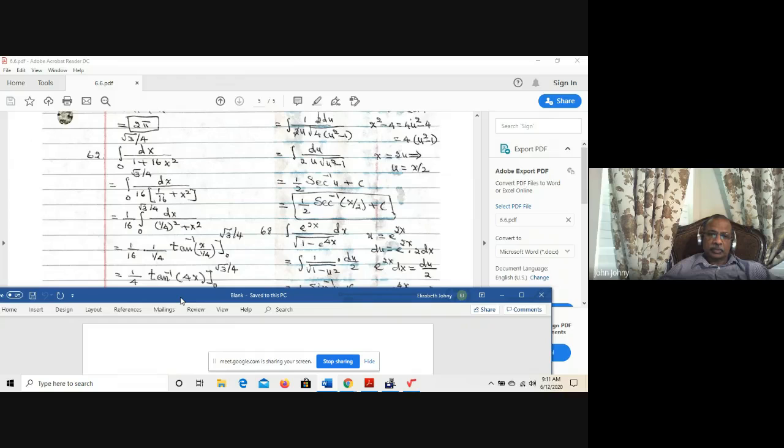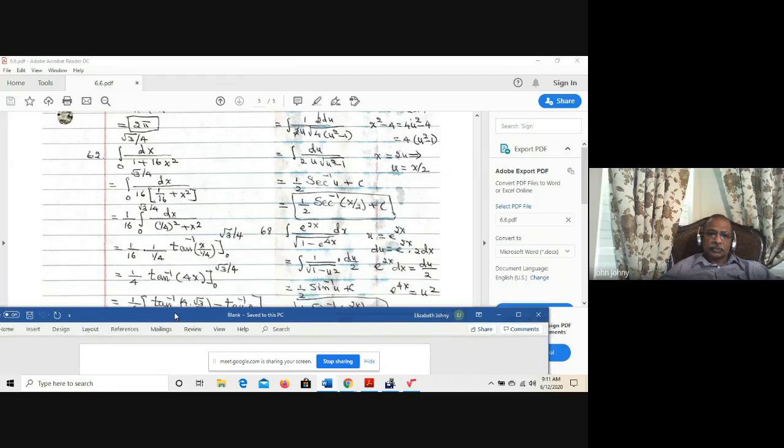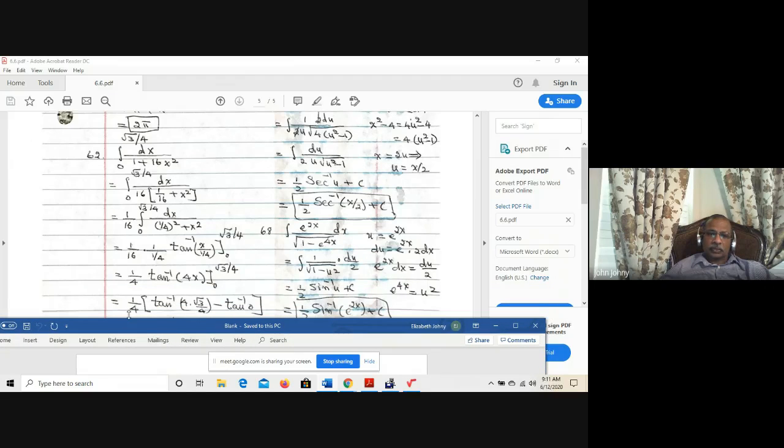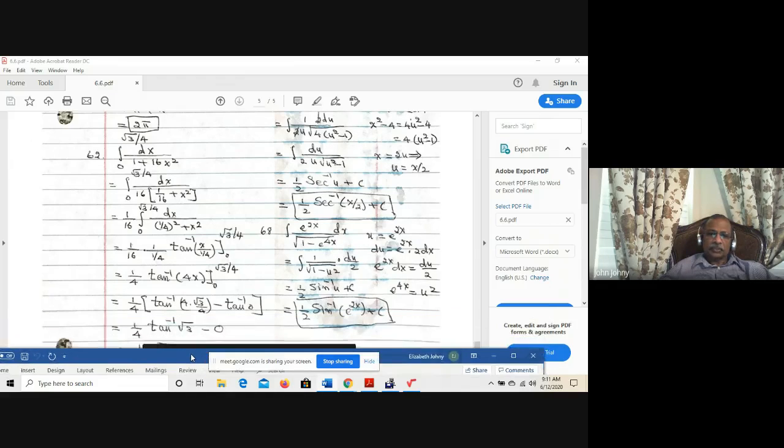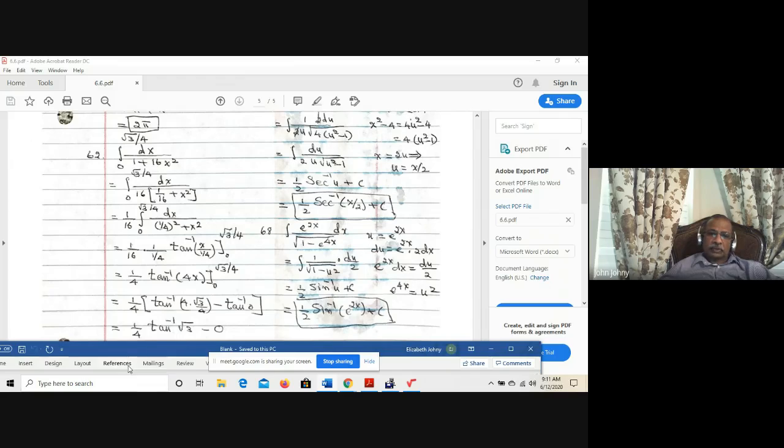That becomes a 1/4. And then this is the same as 4x, because when you divide by a fraction, you have to multiply by the reciprocal. So multiplying by 4, you get 4x. Now substitute the limits. 1/4 times tan inverse 4 times square root of 3 over 4 minus tan inverse 0. So 1/4 times tan inverse square root of 3 minus tan inverse 0, which is 0.